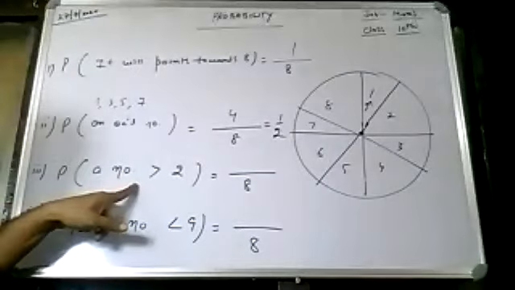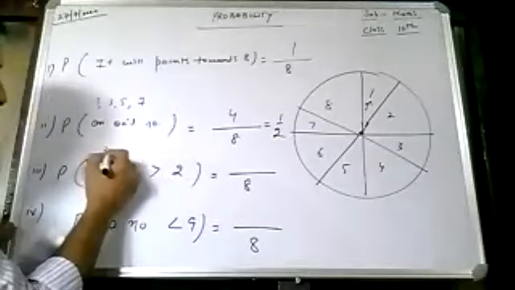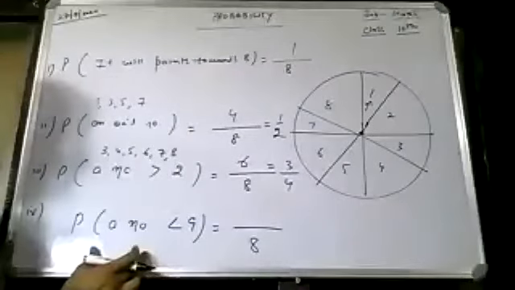Probability of a number greater than 2. What possible outcomes will there be greater than 2? 3, 4, 5, 6, 7, 8, so 6 by 8. The answer is 6 by 8. A number less than 9. What should be the answer? 8 by 8. All the numbers are less than 9, and the total numbers are 8. So 8 by 8. The answer is 1.